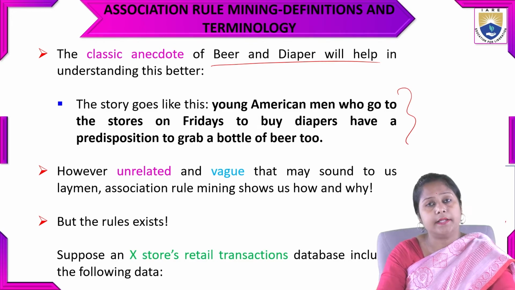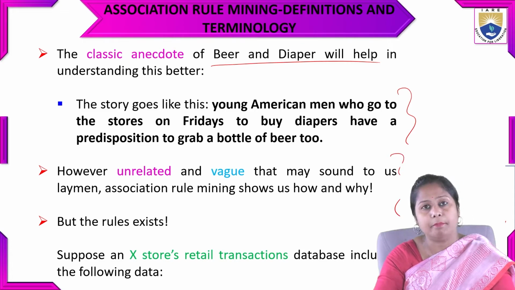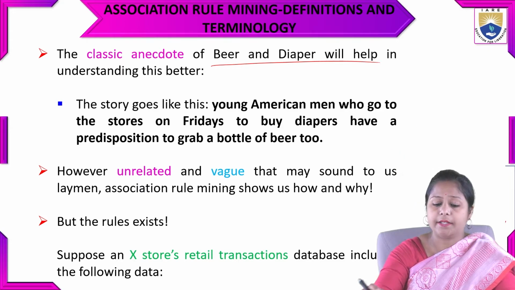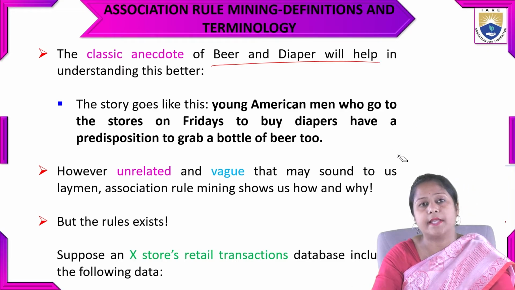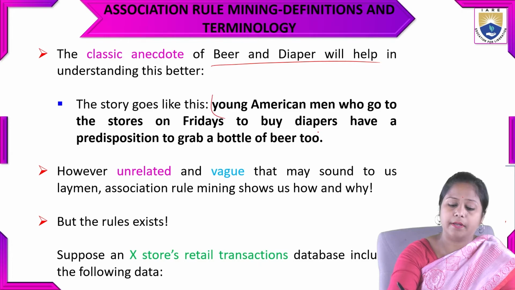However unrelated and vague this may sound to us laymen, association rule mining shows us how and why. So that is what we have to understand: why we are going to mine these association rules. The rule exists here in this line, right?